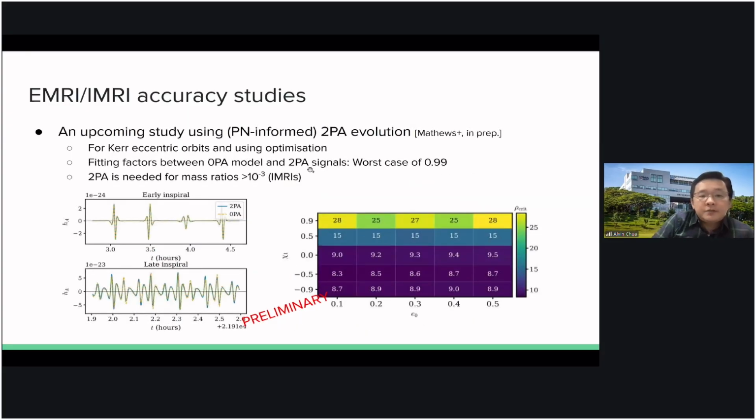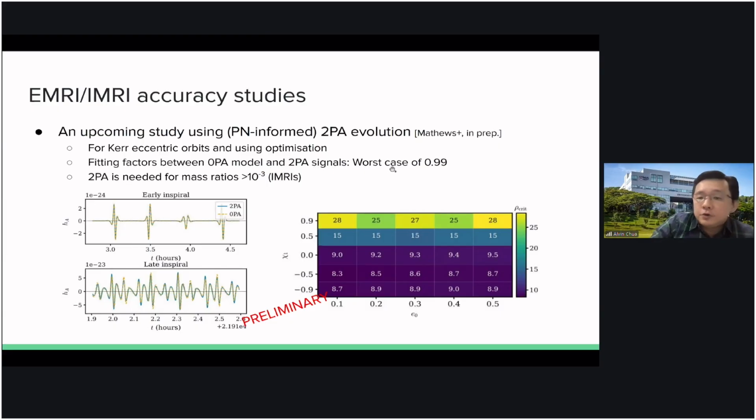Now, finally, there's an upcoming study using 2PA evolution, right? But again, in the hybrid approach that I described earlier. So these 2PA terms are not really available, but we borrow them from PN, post-Newtonian information. This is a study led by Josh Matthews at NUS in my group. So we are looking at Kerr eccentric orbits now, the most generic space that we have available at this moment, and we use optimization to study biases. So we don't do full sampling, but we do optimize and try to find the best fit points.